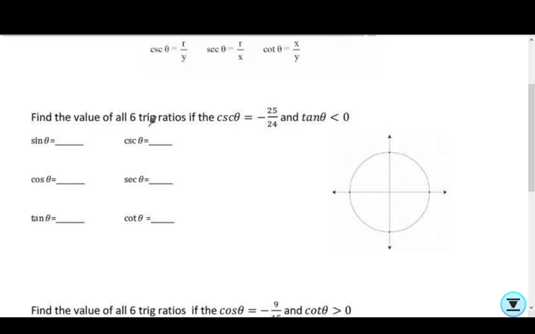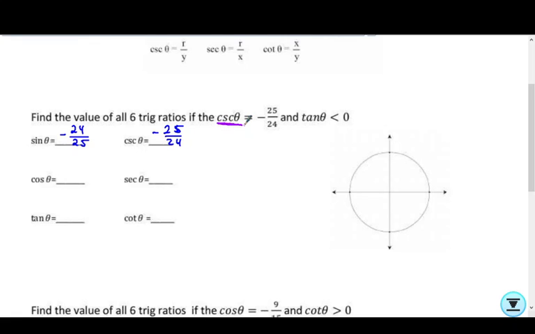We know that cosecant here is negative 25 over 24. Okay? And since we know what cosecant is, we automatically know what sine is because they're reciprocals. So sine is negative 24 over 25. Okay, those are the two easy ones. Now, this is where it gets tricky. We're going back to what we did before.